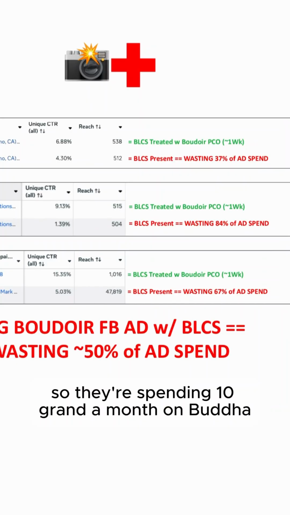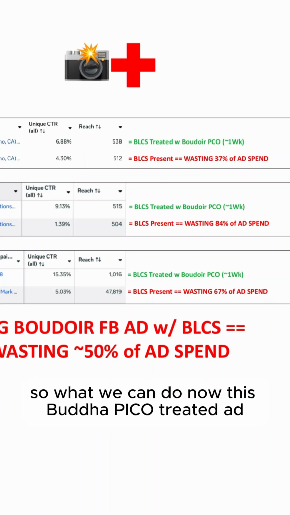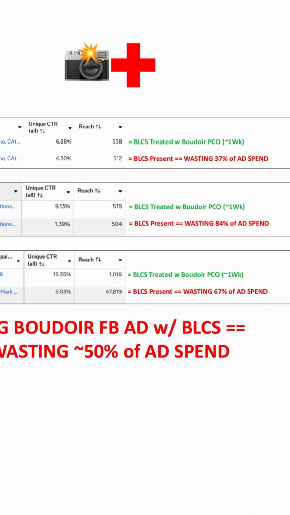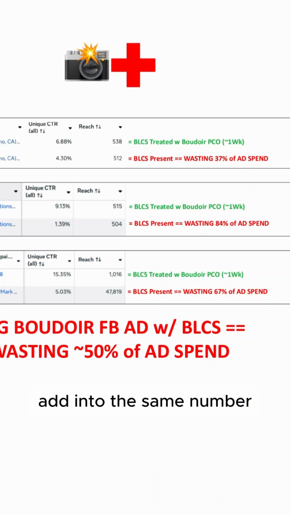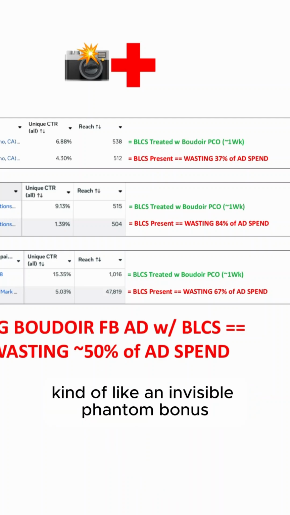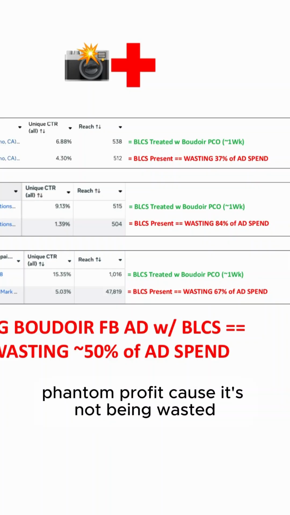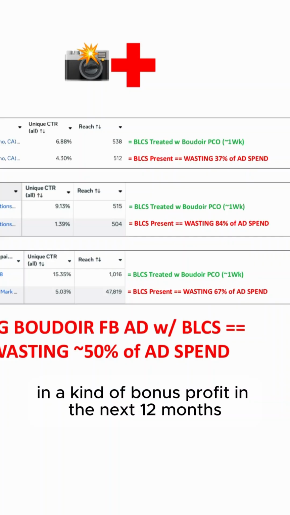So if they're spending 10 grand a month on Boudoir Facebook ads, literally $8,400 a month is being wasted, thrown out the window. So what we can do now with this Boudoir Pico treated ad is eliminate that wasted ad spend, only spend the difference, $1,600 a month on the Boudoir Pico treated ad, and we'll get our ad into the same number of women's brains as the original at a 10 grand a month spend. So massive gains there, and we pocket that $8,400, or the business owner pockets that as kind of like an invisible phantom bonus, phantom profit, because it's not being wasted. It's literally something like 100 grand in bonus profit in the next 12 months.